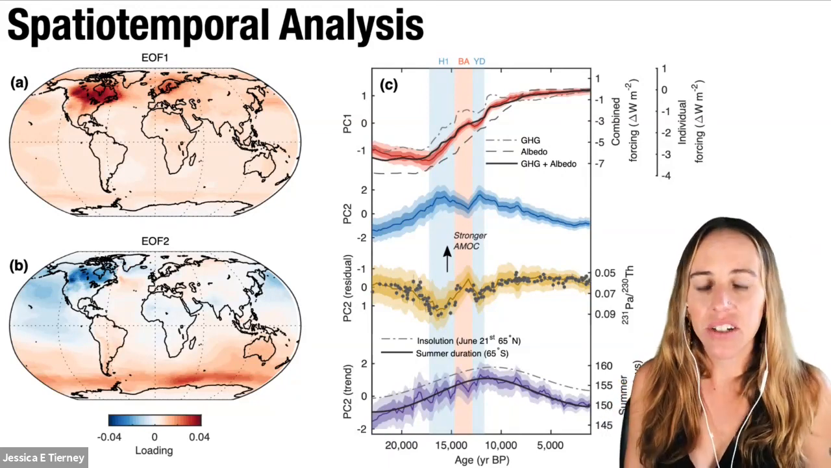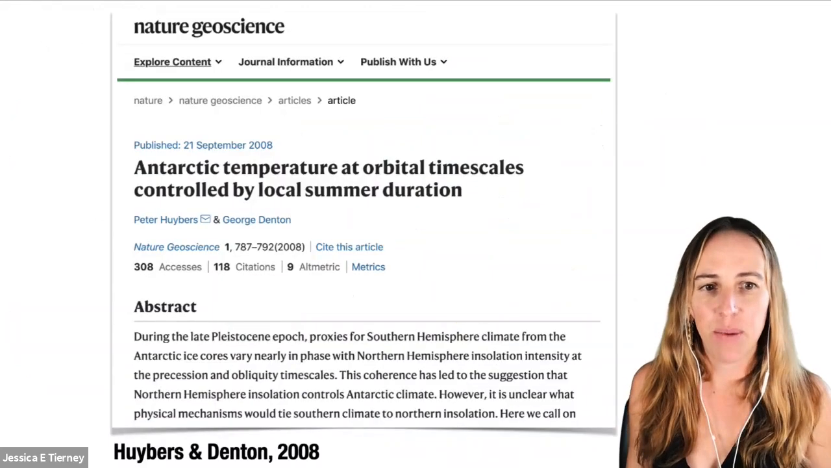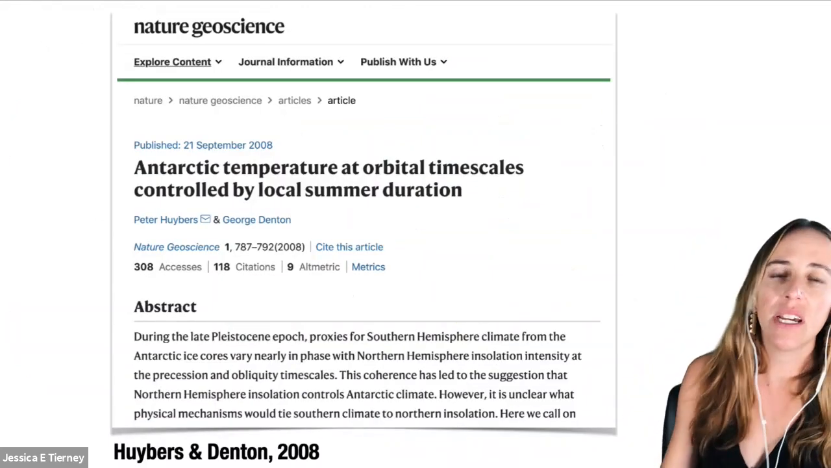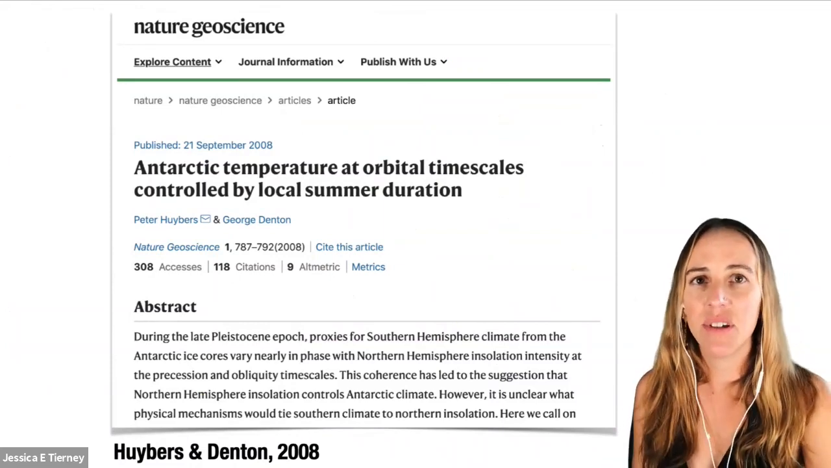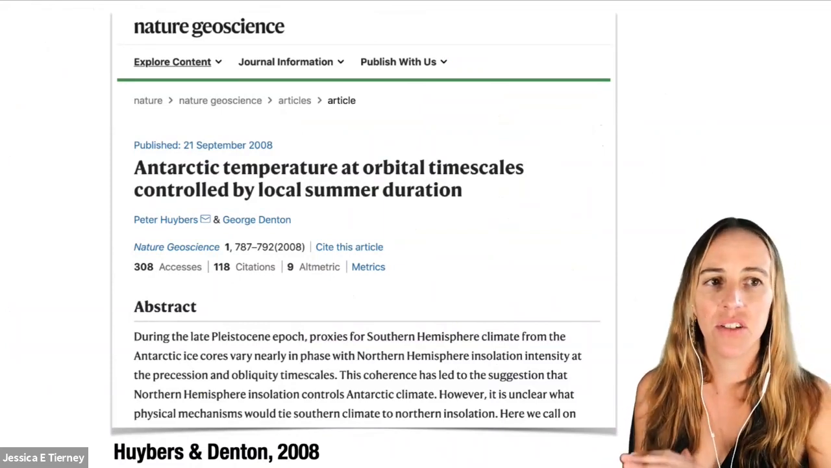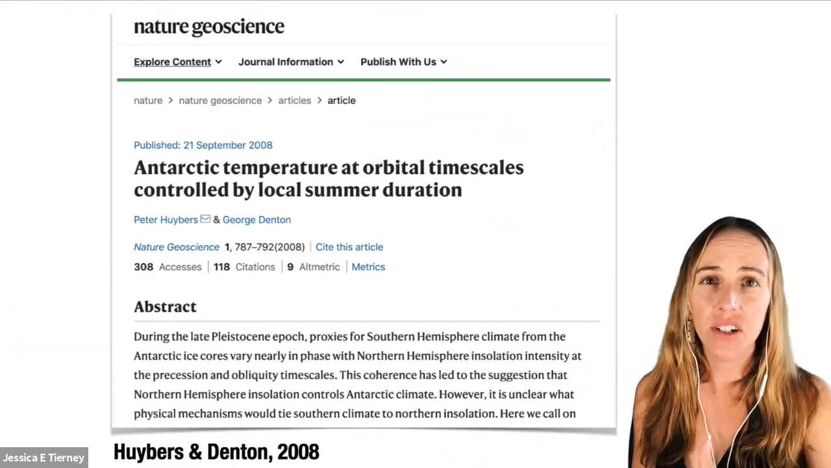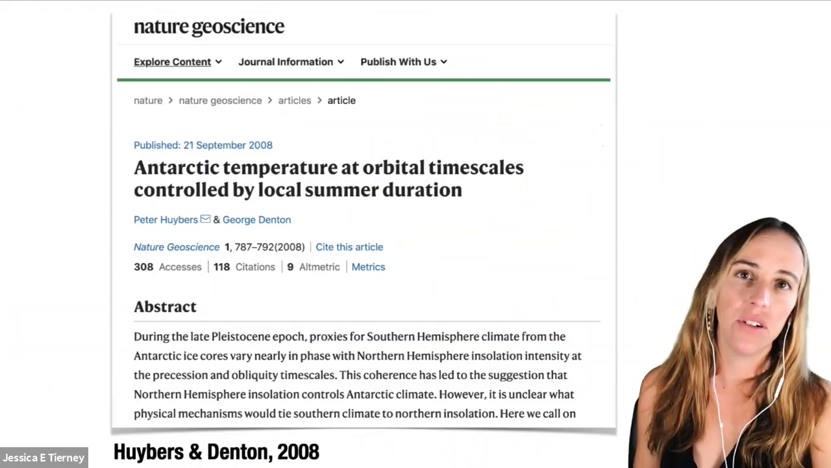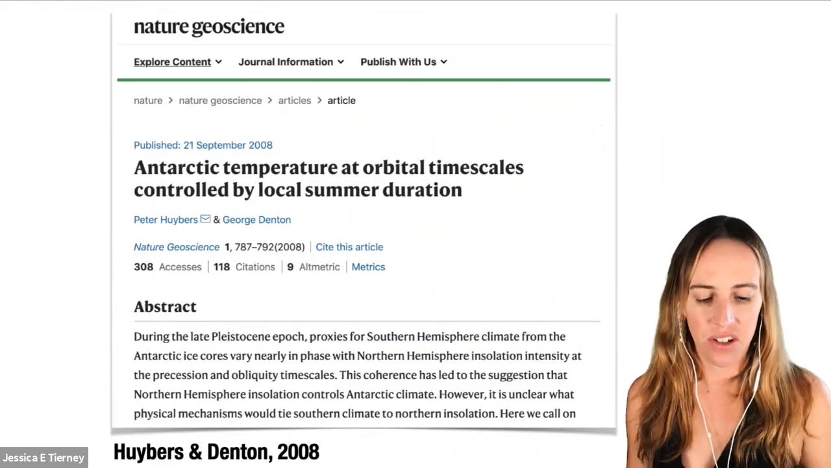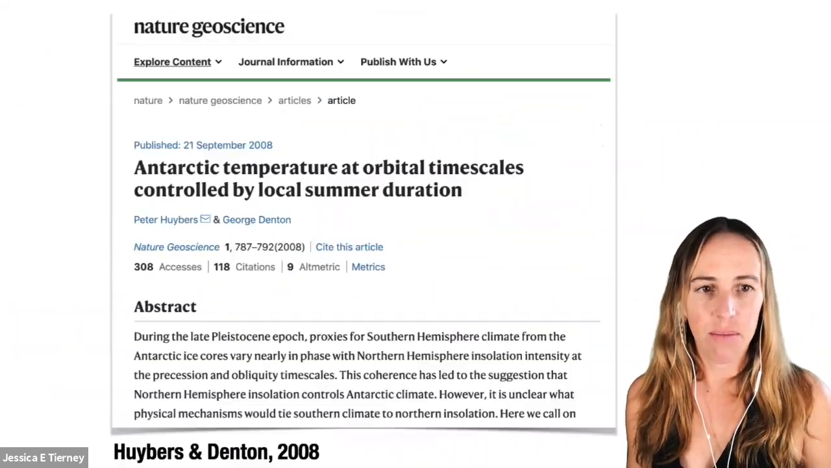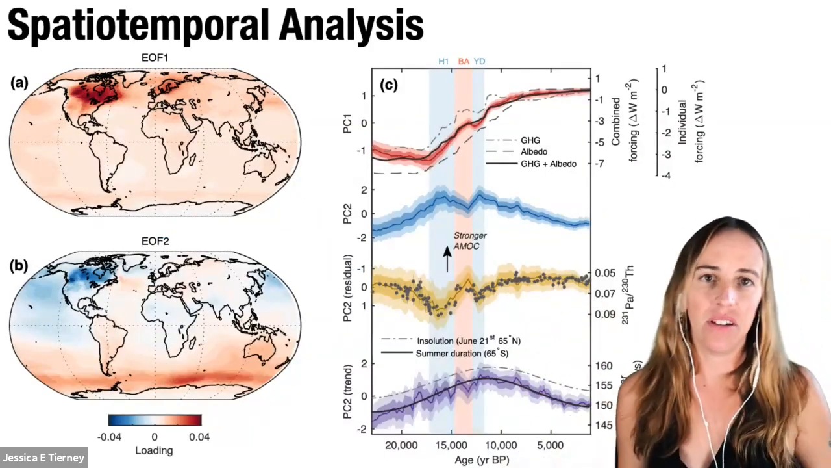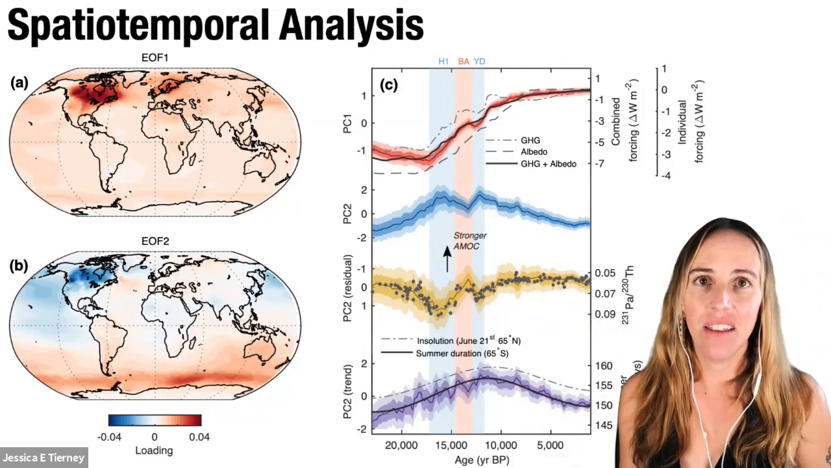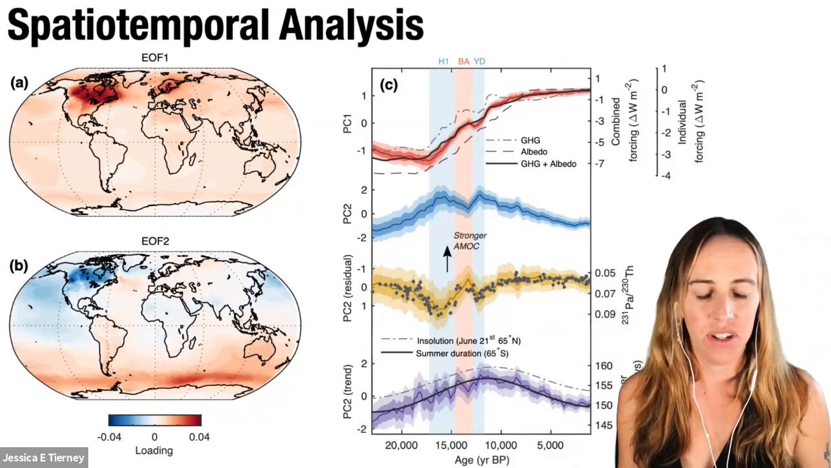And so we think this actually gives some support for this paper that was published over a decade ago by Peter Huybers and George Denton, this idea that southern hemisphere temperatures may be very closely controlled by summer duration as opposed to remotely controlled by northern hemisphere insolation. In particular, the loading pattern that we see, that strong positive loading in the southern hemisphere, is a hint that we're looking at a southern hemisphere driven temperature mode.